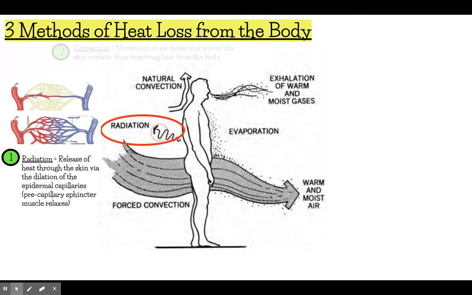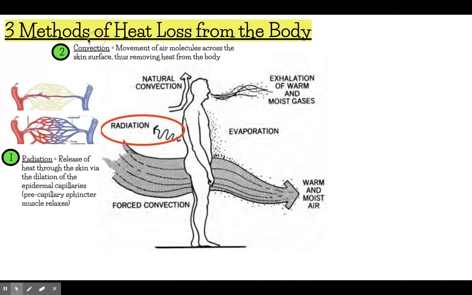Number two, we also lose heat through a process called convection. So, convection is the loss of heat by way of air molecules that just naturally blow or move across the skin surface. So, even if you aren't in a windy climate or in front of a fan, there are molecules constantly moving, bumping into your skin. Those collisions actually result in heat being lost to the environment.